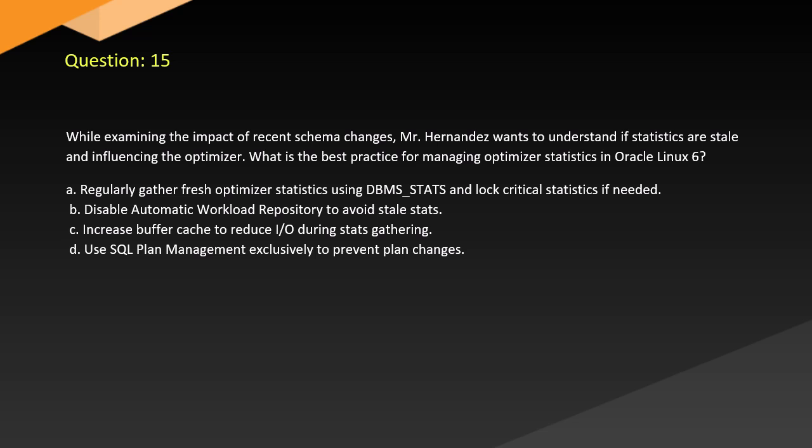Question 15. While examining the impact of recent schema changes, Mr. Hernandez wants to understand if statistics are stale and influencing the optimizer. What is the best practice for managing optimizer statistics in Oracle Linux 6? A. Regularly gather fresh optimizer statistics using DBMS_STATS and lock critical statistics if needed. B. Disable Automatic Workload Repository to avoid stale stats. C. Increase buffer cache to reduce I/O during stats gathering. D. Use SQL plan management exclusively to prevent plan changes.